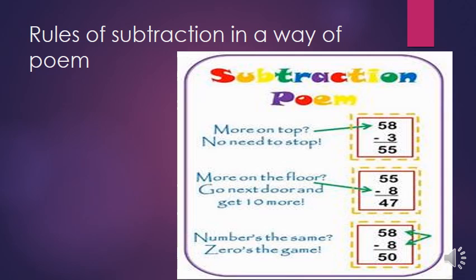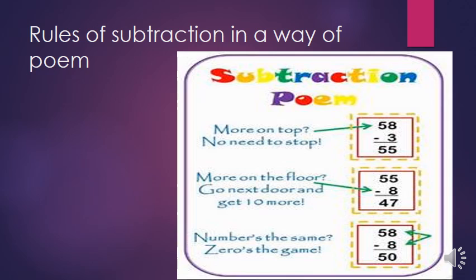Next: more on the floor, go next door and get 10 more. It means borrowing. The main rule is that the upside number should be bigger for the minus. But if the number is small, what do you have to do? You have to go to the next number and borrow 10 from that number. 10, or 1, which means it will become 10 only.